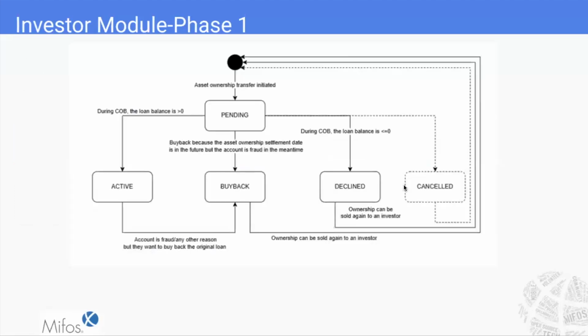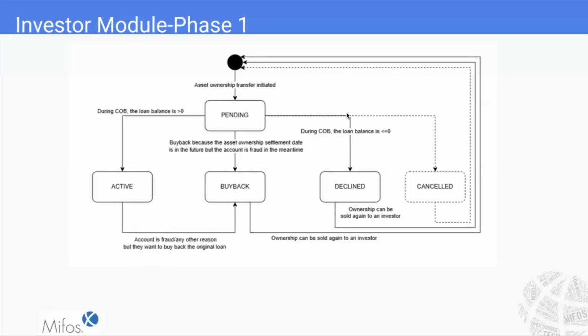I've added a flowchart diagram of how this module will look. First, a transfer is initiated at the close of business. If the loan has outstanding balance, it will be made active and the accounting entry will be made. In some cases, if the account is fraud or something, the organization that sold it will have an option of buying it back as well.